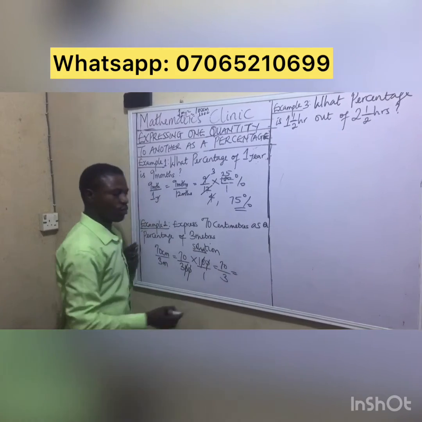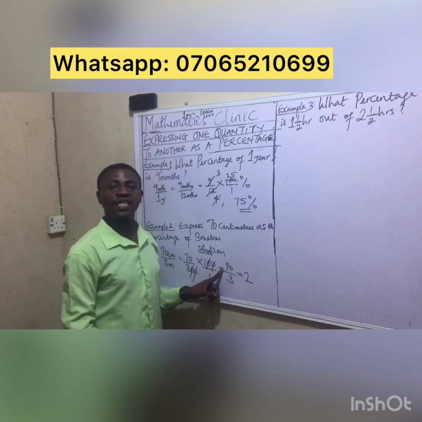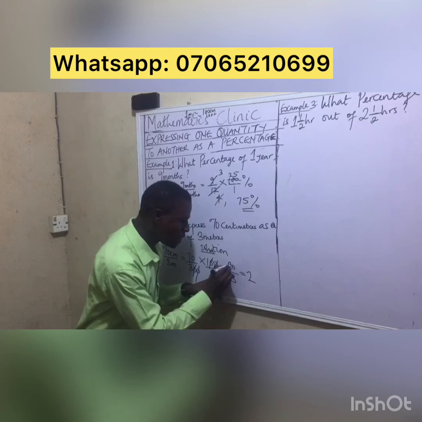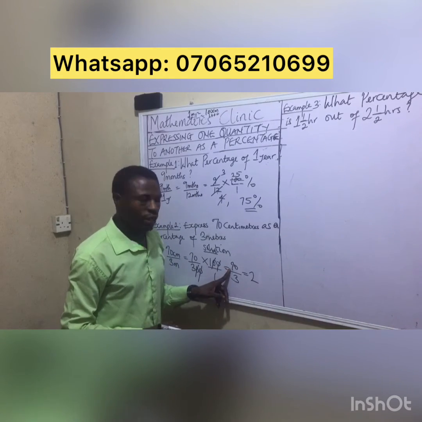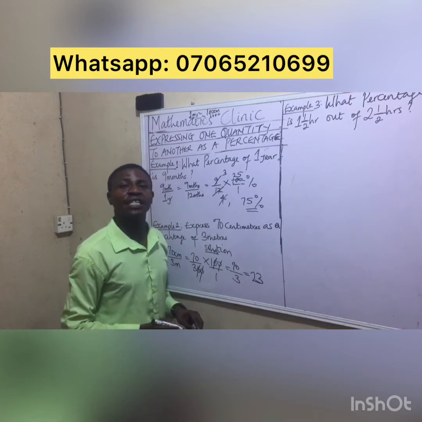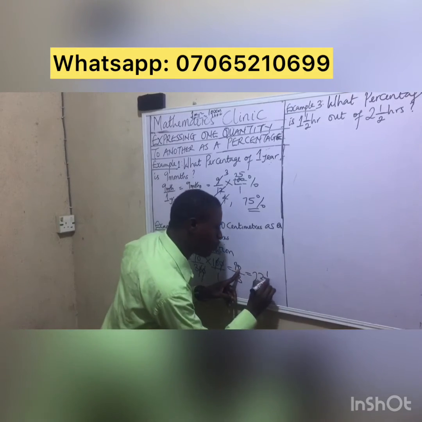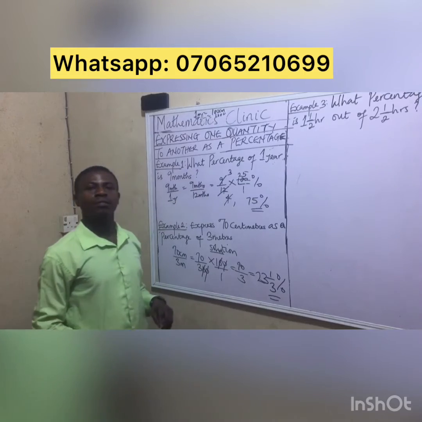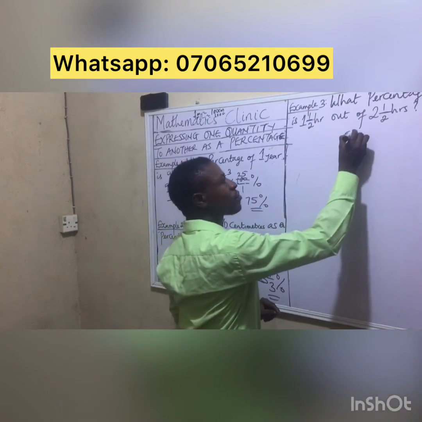So how many 3s can you see in 7? That's 2, which is 6. 6 out of 7 means remainder 1. That 1 that remains, add it to this 0. It will give you 10. How many 3s can you see in 10? That's 3. 3 times 3 is 9. So 9 out of 10 means remainder 1. So the answer is 70 over 3, which is 23 and 1 over 3%. That is it. Are you getting it? Now, let's go to the third one.